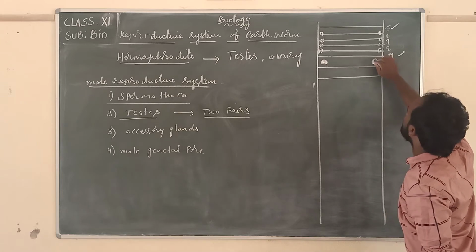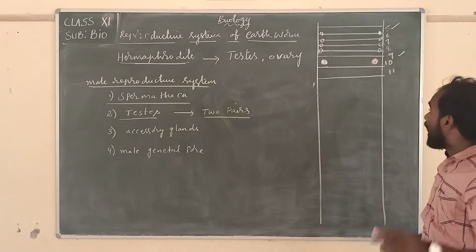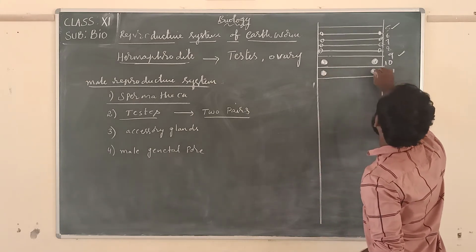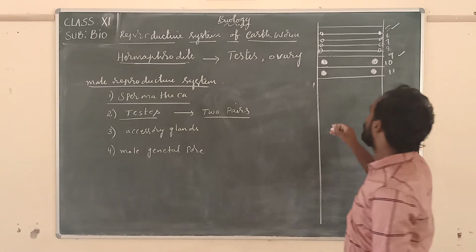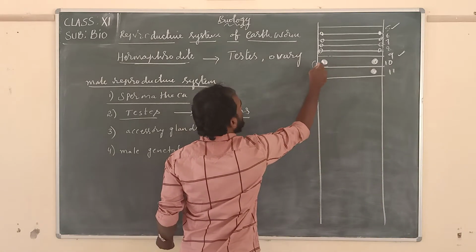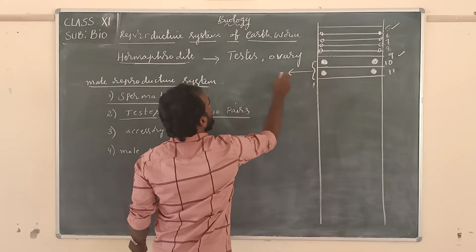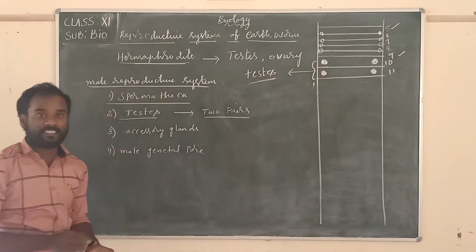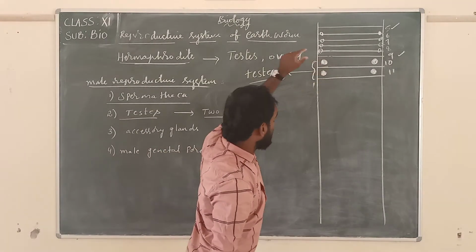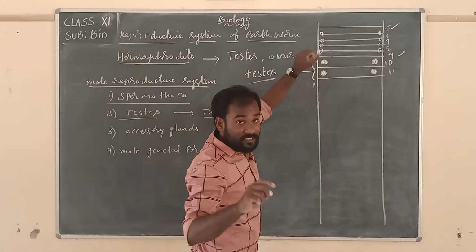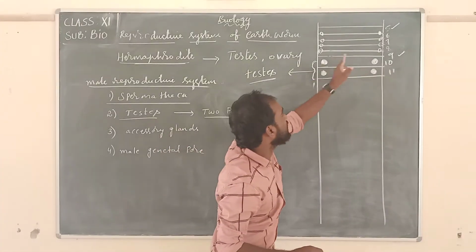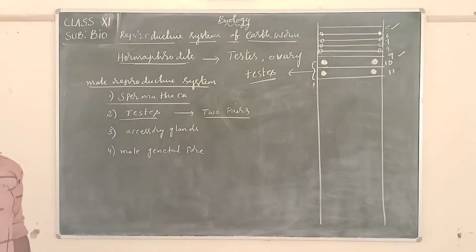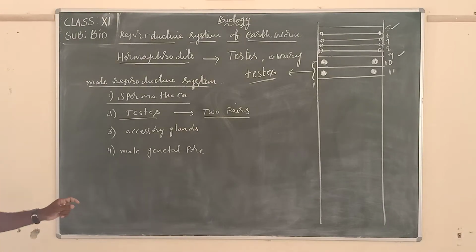Where are these 2 pairs of testes present? One pair is present at the 10th segment and another pair is present at the 11th segment. So these are 2 pairs of testes, present in the 10th and 11th segment. That is, one pair of testes is present in the 10th segment and another pair of testes is present in the 11th segment. Okay, understood?